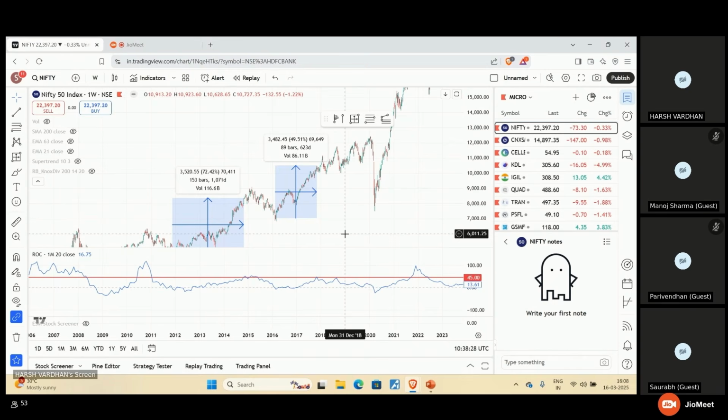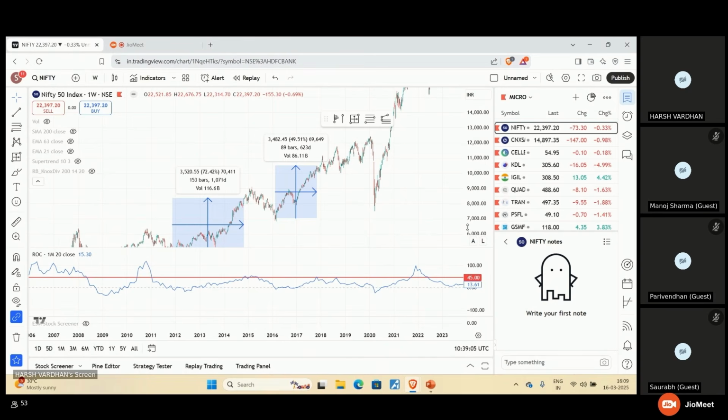Which thing? 45. Okay, this 45. So there is a reasoning behind it, but this is my back tested level. You will not find it in any book or anything. This is my back tested number. I have back tested it on almost 25 years of data, and after that I found this number to be the most appropriate. If you keep it for example for the small cap 100 index, this number is different, and there is a rationality behind that as well.